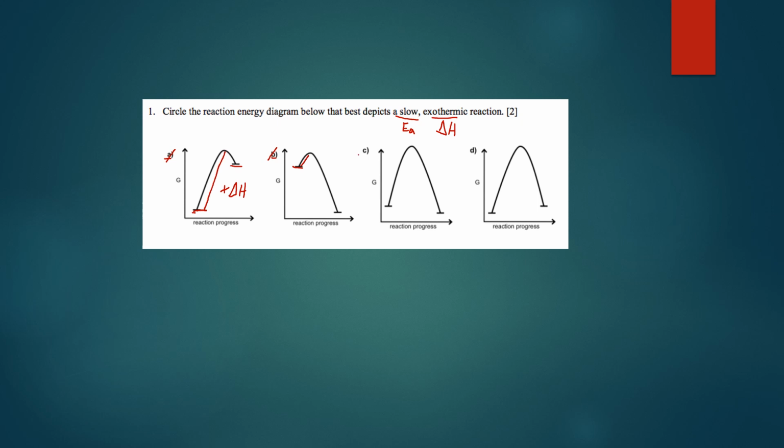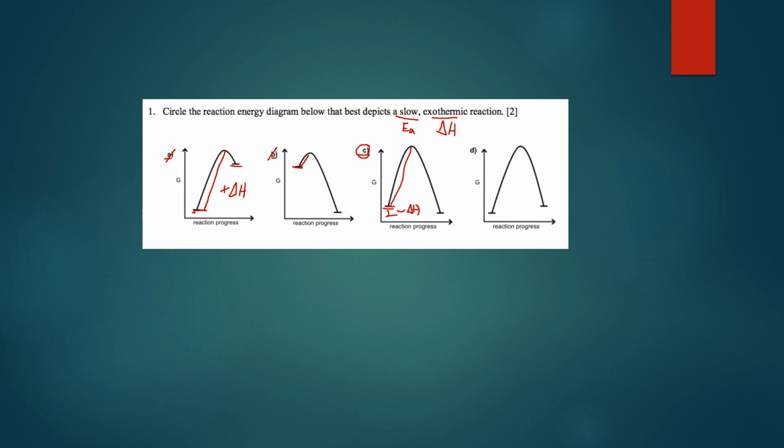Looking at C. From reactants to the top of the hill, fairly large distance, so it would be a slow reaction, so it's still in the running. Now let's look at the delta H, which is the distance from the reactants down to the products. In this case, my products are lower in energy than my reactants, making my delta H negative. Negative delta H is an exothermic reaction, so I'm going to go ahead and say this is our choice.